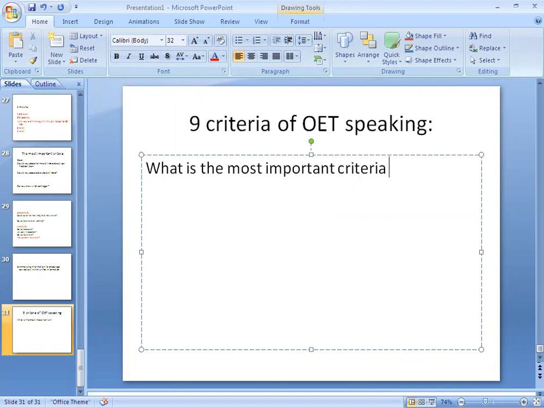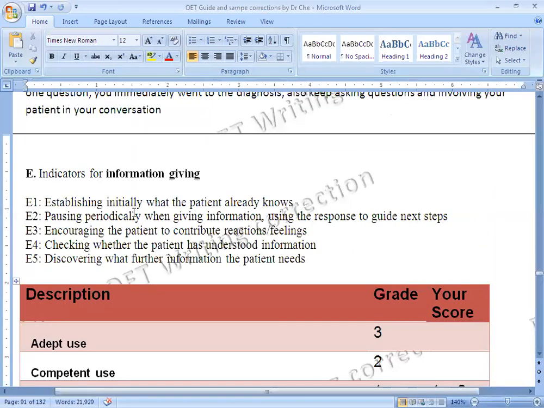And in which criteria do students make mistakes? Okay, what is the most important criteria in which mostly students make mistakes? You should answer information giving. Let us read how it is.